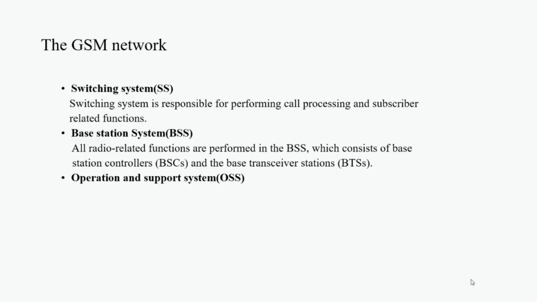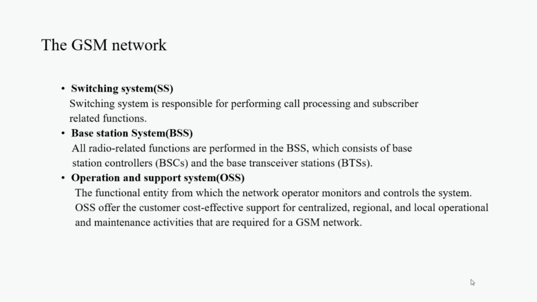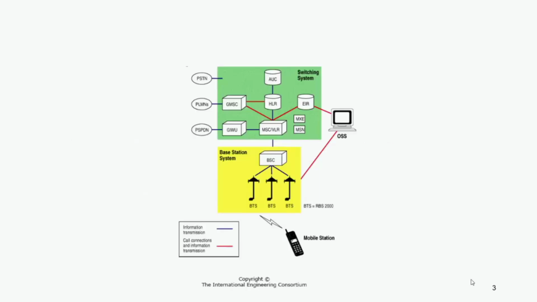Next, the operation and support system. The purpose of operation support system is to monitor the system or provide maintenance activity. Basically, it is a standalone node which is connected to all other systems. You can see the function of all three major systems in this figure. Operation support system is connected with both SS and BSS.